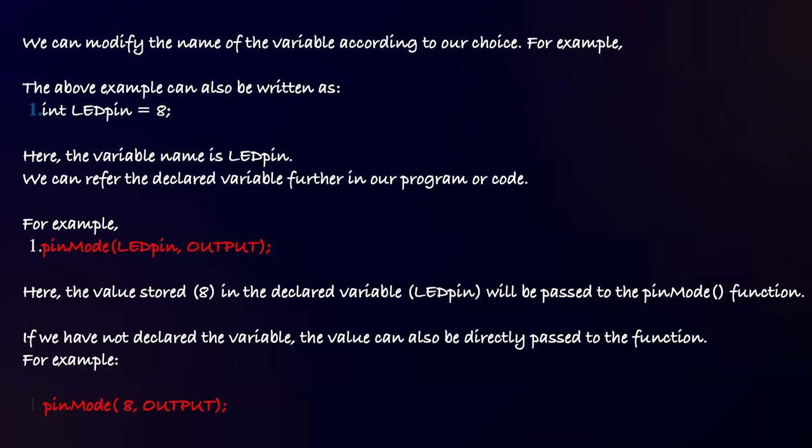Next, we can modify the name of the variable according to our choice. Now you can see I have written int LED pin equal to 8, right? I have modified the name to LED pin from pin. So we have basically modified the name. It doesn't matter. Now we can refer to the declared variable further in our program or code. If we initialize like this, we can work with LED pin in our further code, like inside the void loop. I hope it is clear to you.